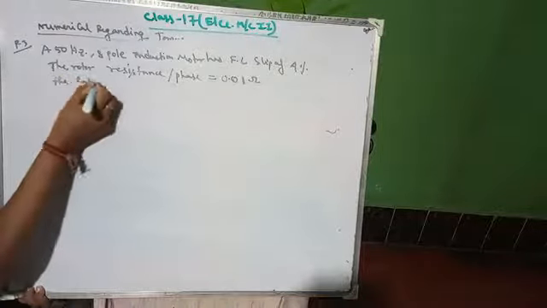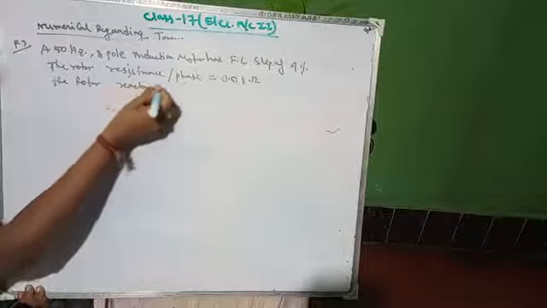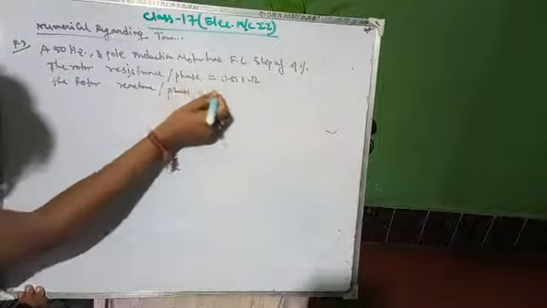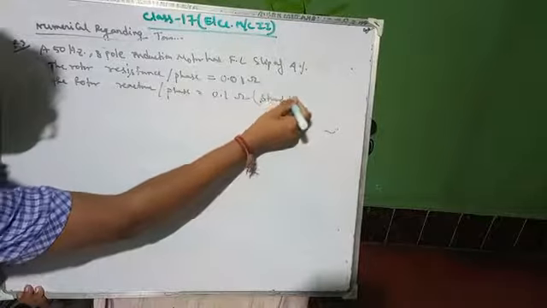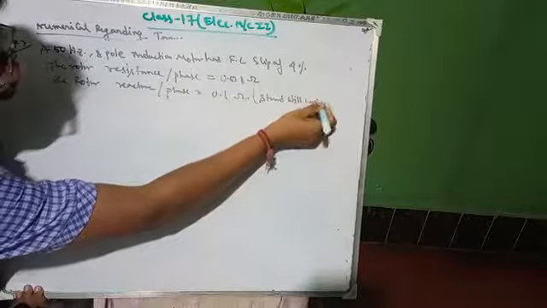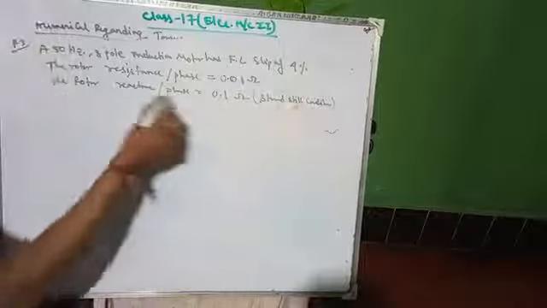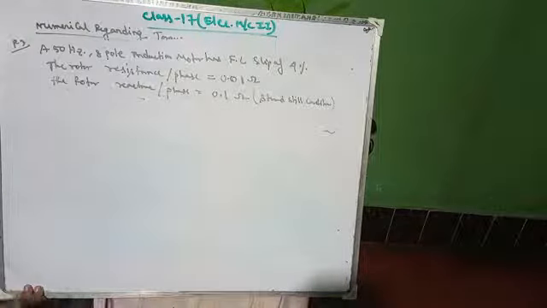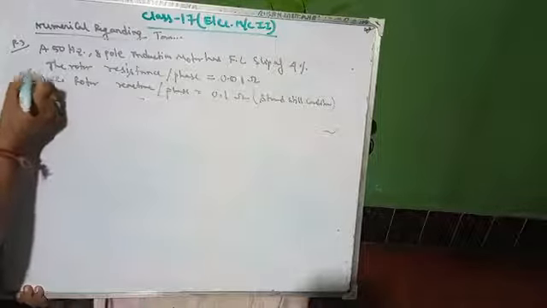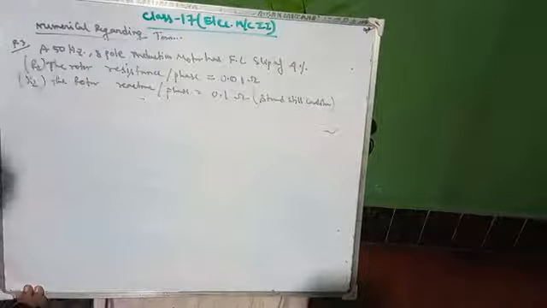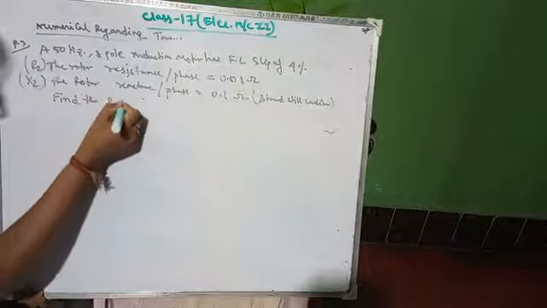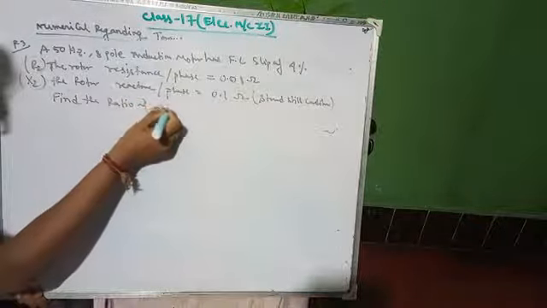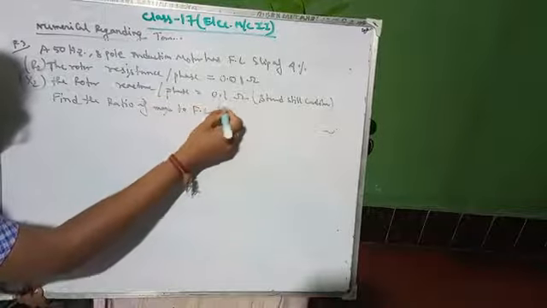is 0.1 ohm in standstill condition. Always remember the rotor reactance should be given in standstill condition, okay? Then you can easily put this as X2. This is your R2, this is your X2, okay? So now find the ratio of the maximum to full load torque.